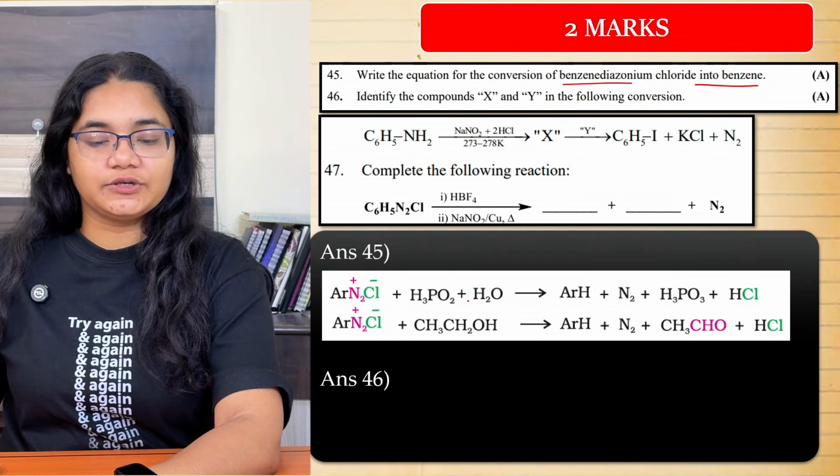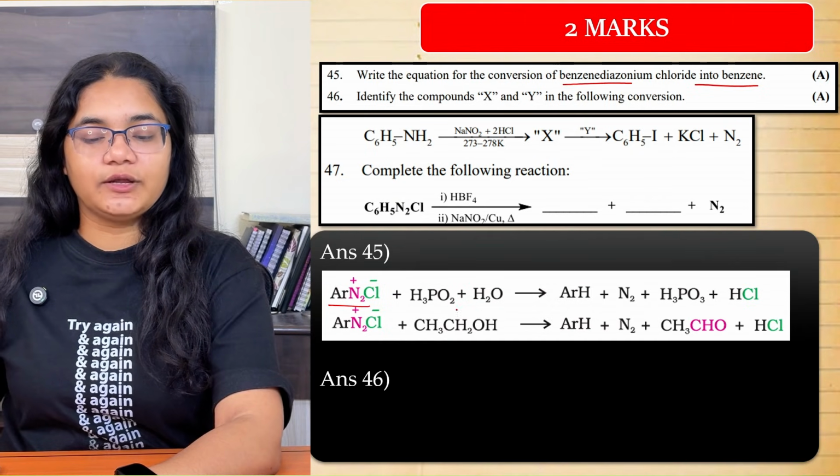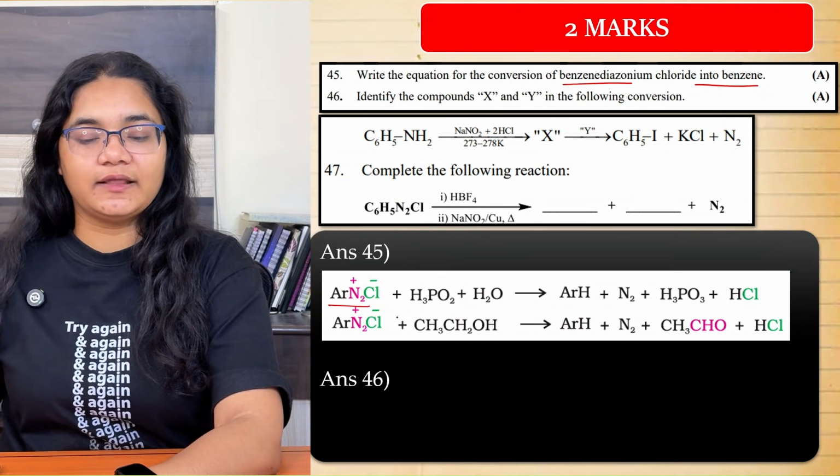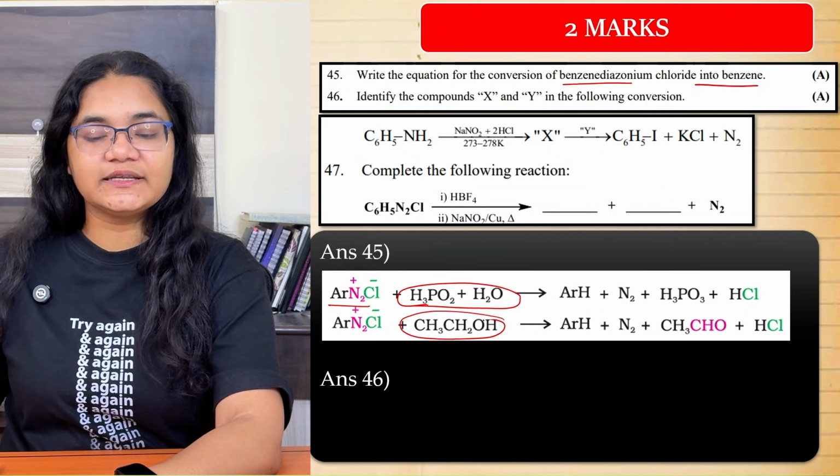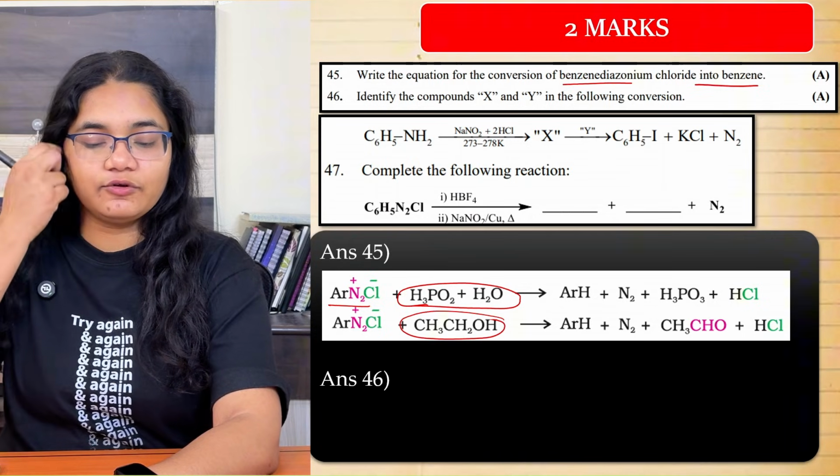Okay. Next question, here you can see with benzene diazonium chloride, if you just want benzene, then you can treat it with H3PO2 and water, or simply ethanol will work here, to give you H.